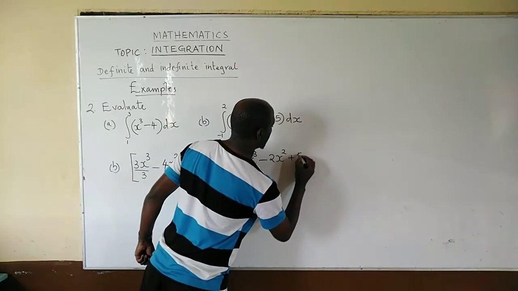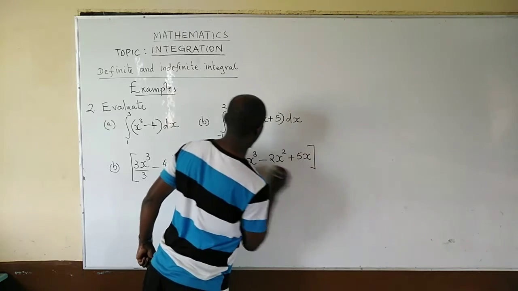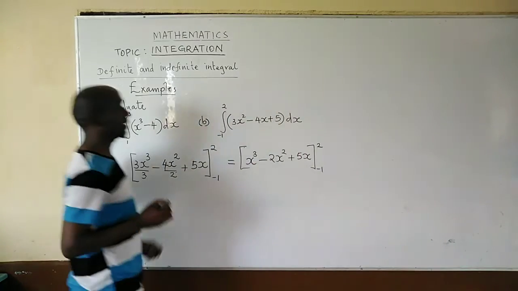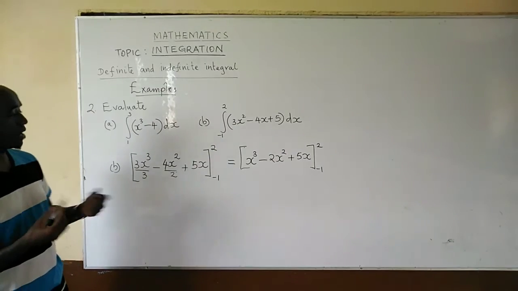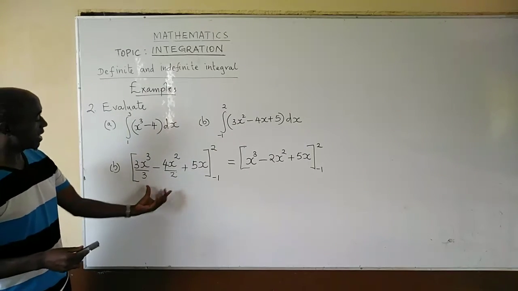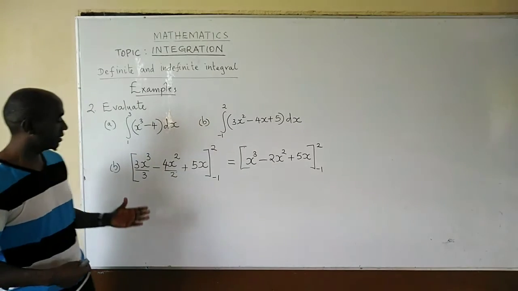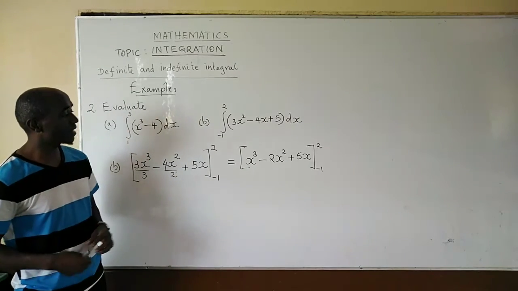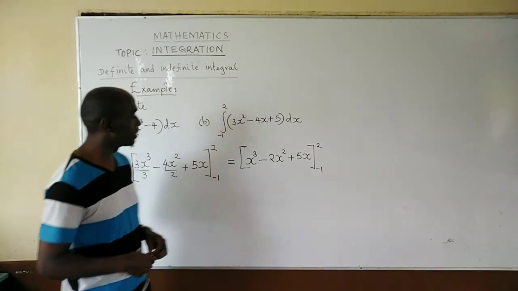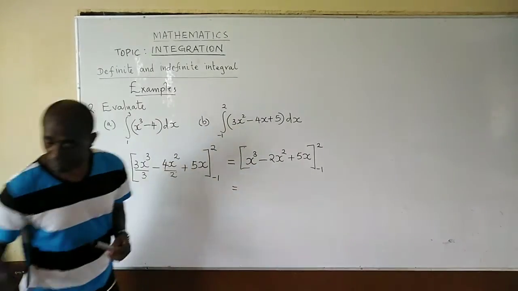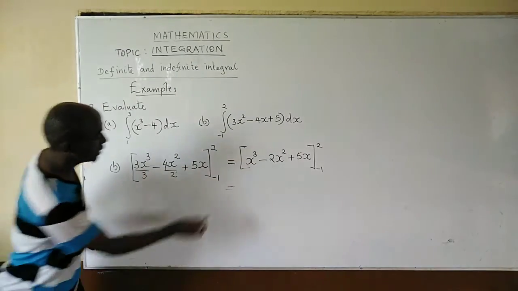I think now it is simpler. Then square brackets, negative 1, 2. I think that is better now. Our work will be simpler. Although even here we will still get the same answer, but you will be doing extra work. Here your work is simplified. Let us now insert 2 in place of x.